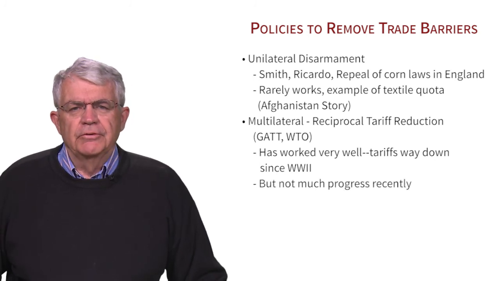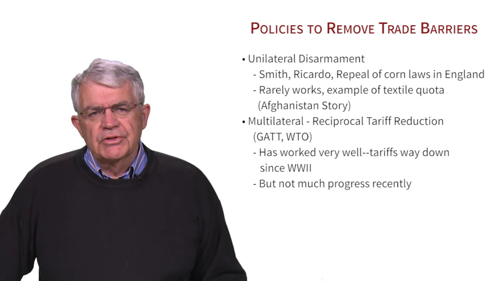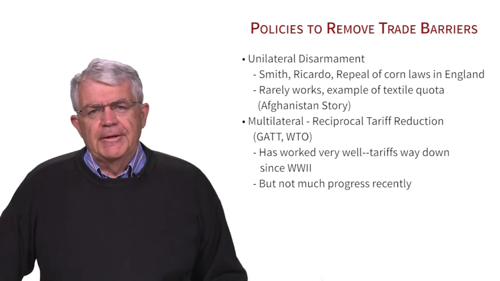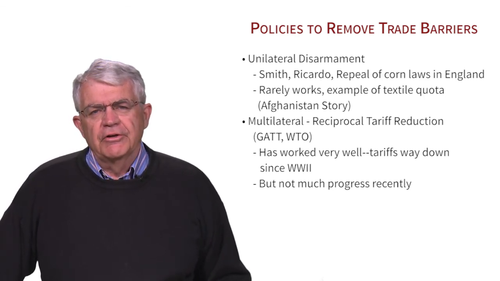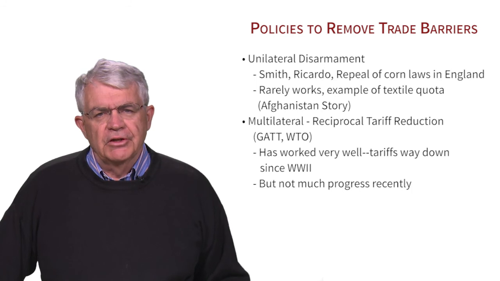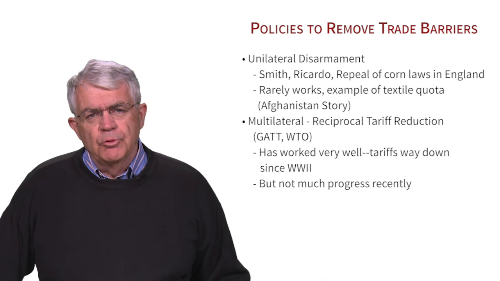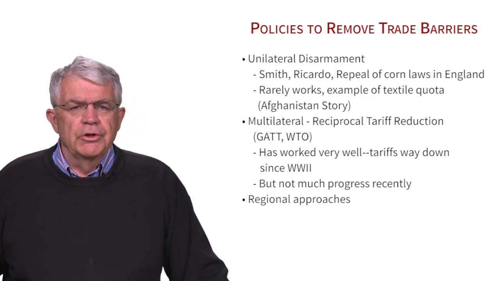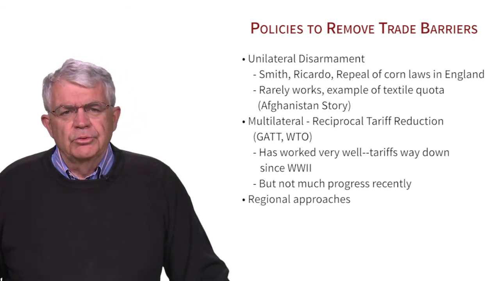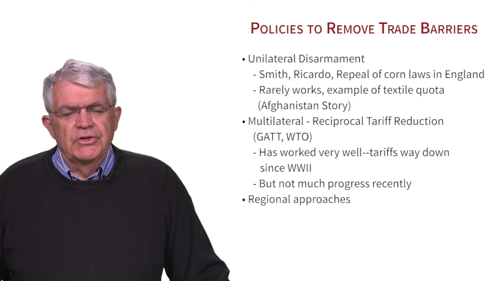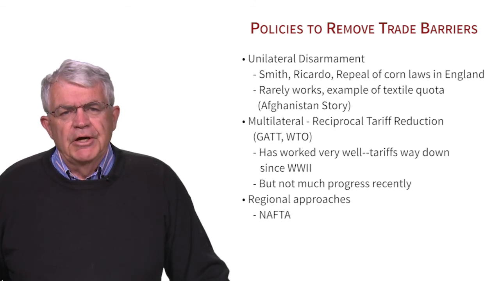Progress on multilateral reduction has been very slow recently. There's not been much progress. It's very difficult to have trade agreements with so many countries participating. The negotiations themselves are indeed difficult. And so we've moved somewhat more towards these regional approaches where one or two or three countries would be negotiating, and one of those is NAFTA, the North American Free Trade Agreement.